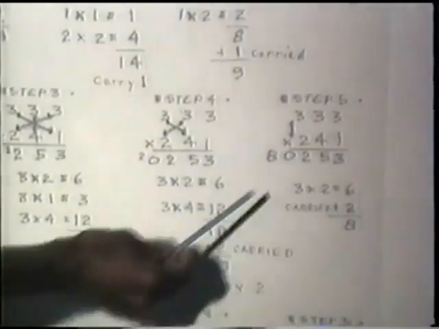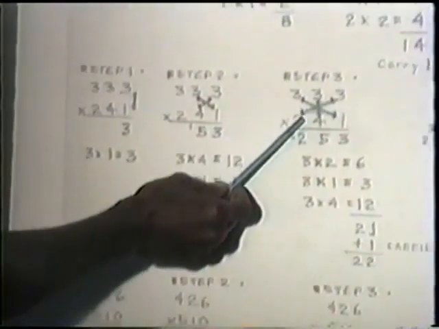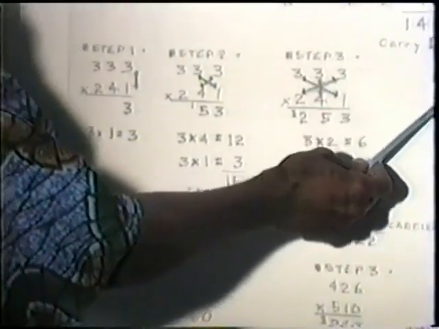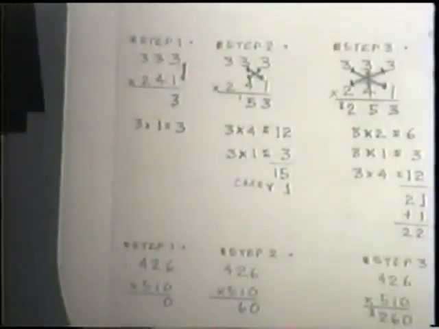Our answer is 80,253. Vertical multiplication, cross multiplication and vertical multiplication, cross multiplication, vertical multiplication. We're going to do one more together, then I'm going to let you do a few on your own.